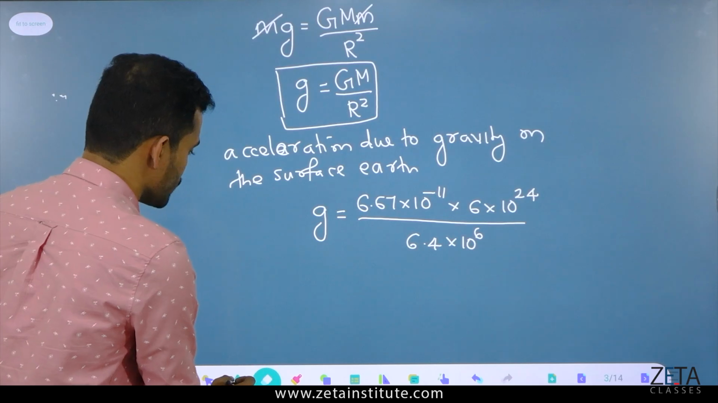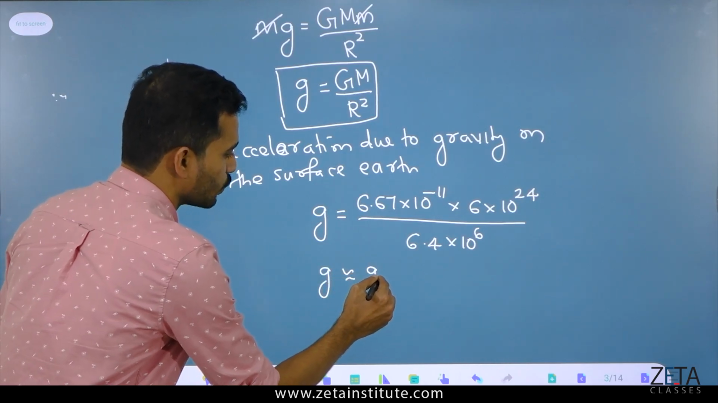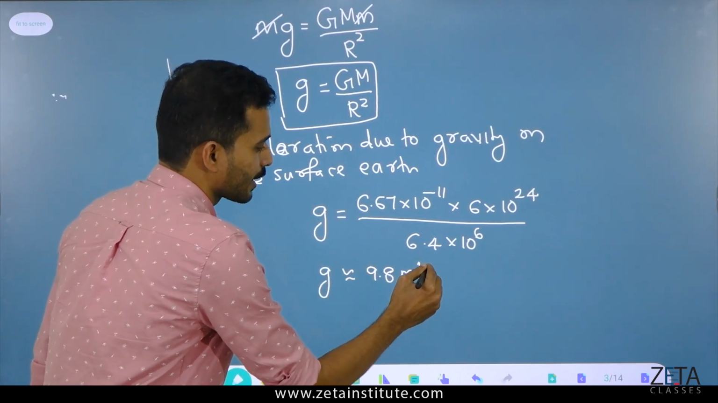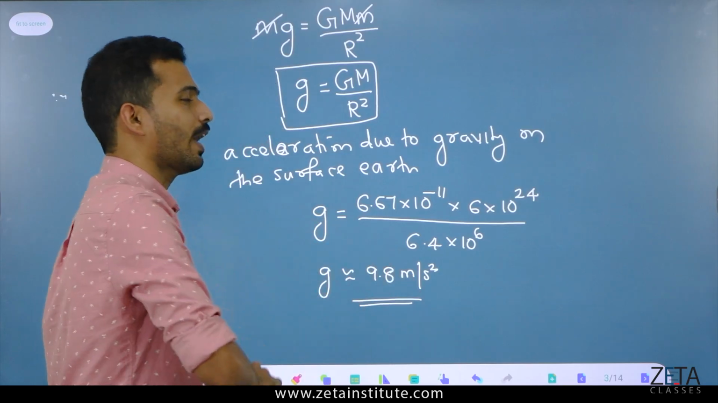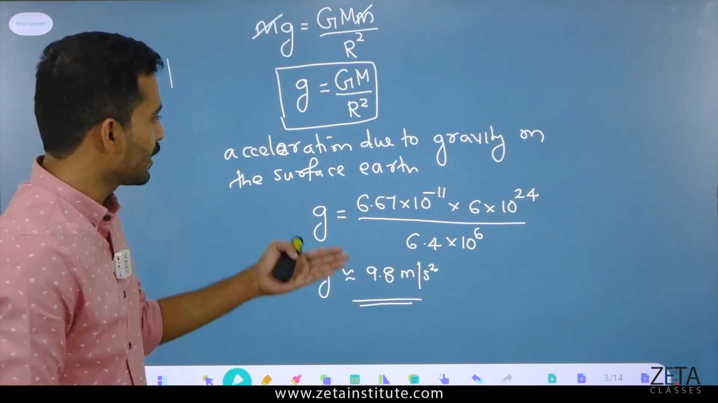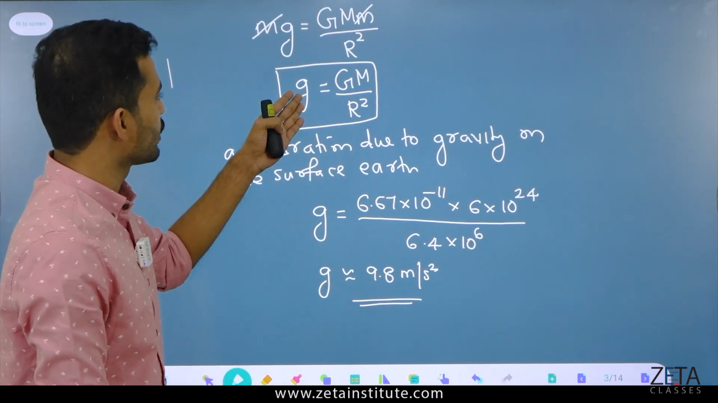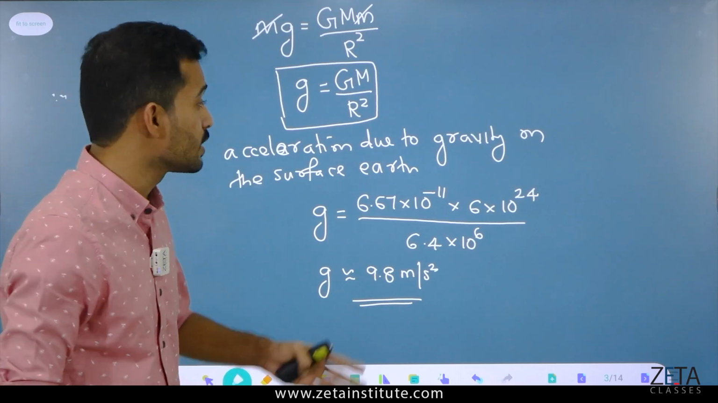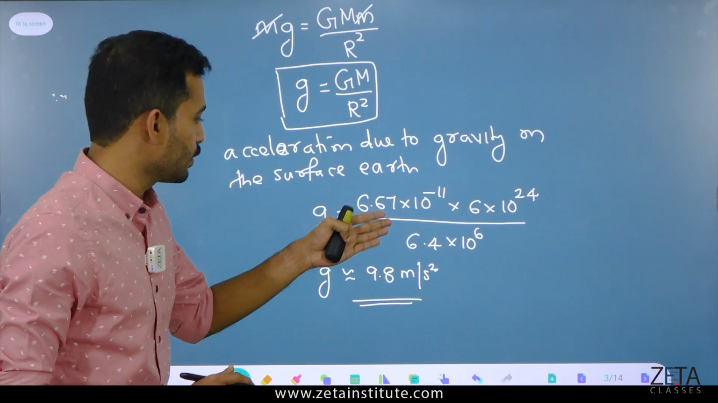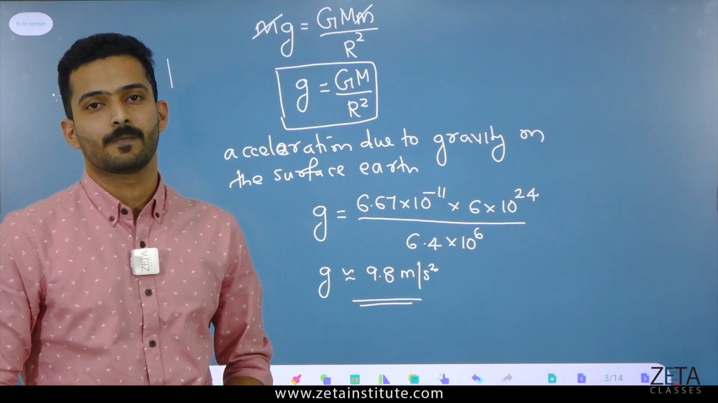If we calculate this value, we will get g almost equal to, with small variations, 9.8 meter per second square. From lower classes you have studied that the value of acceleration due to gravity is 9.8 meter per second square. So we can obtain this value by this method: g is equal to G M divided by R square, and applying all the values we get g is equal to 9.8 meter per second square.